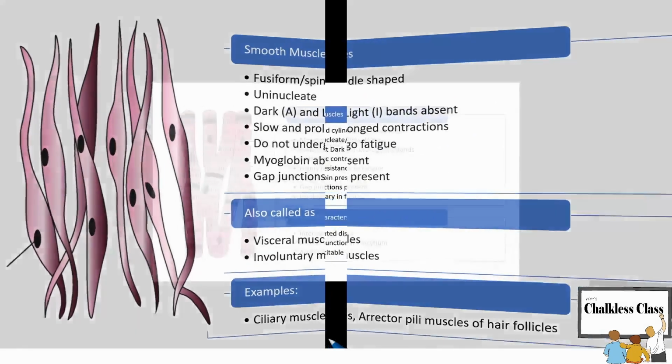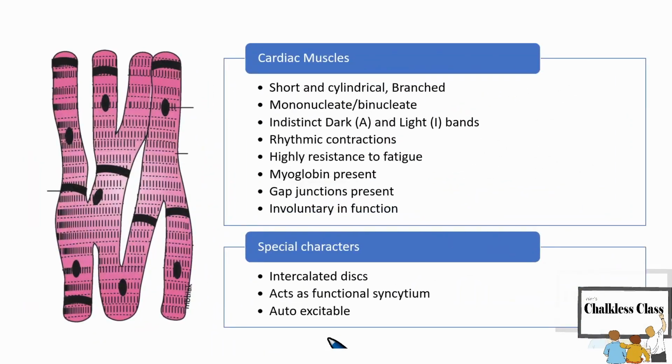The third variety is cardiac muscle. If you see this cardiac muscle, these are also cylindrical muscles, but these muscles are branched. So branched cylindrical muscles are cardiac muscles. These are somewhat short muscles when we compare with the striped muscles. Striped muscles or skeletal muscles are also cylindrical, but those are unbranched, but the cardiac muscles are branched.